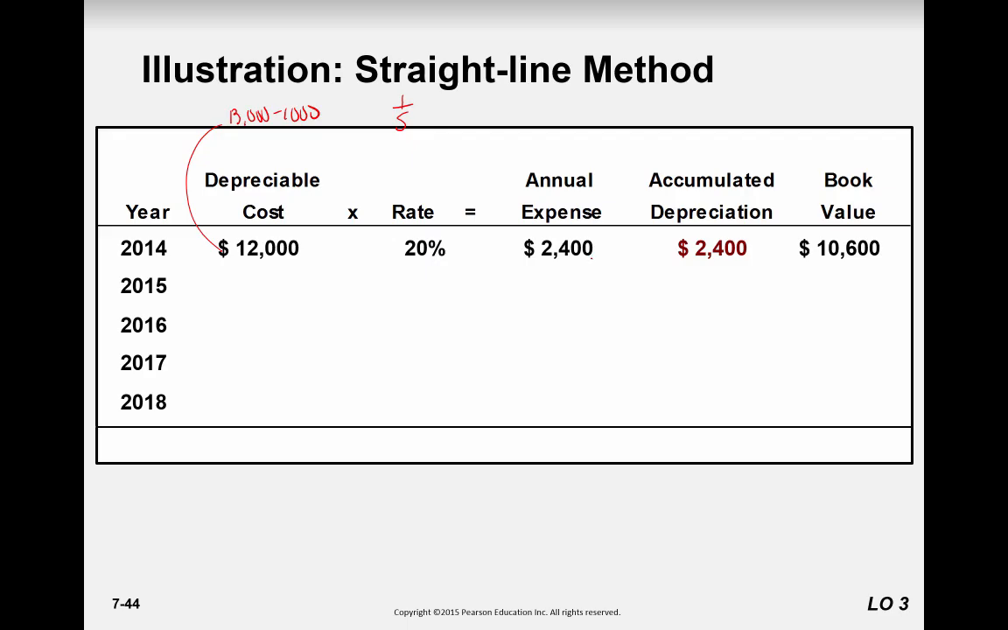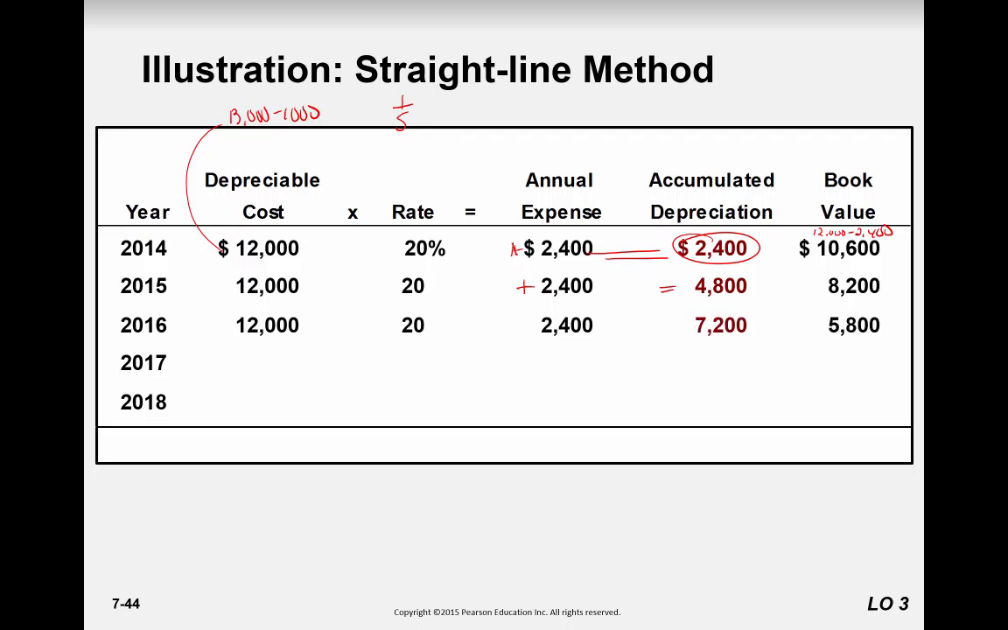And then usually in the first year, these are the same. So then all we're going to do is take to get this $10,600. This is our $12,000 minus our annual expense of $2,400. And we continue the cycle, which would be identical for each of the periods. The only difference is now you're going to add this 2,400 here plus this 2,400 is equal to the 4,800. And then our next piece is going to be the 4,800 plus the 2,400 is going to equal our 7,200. And we continue this cycle.